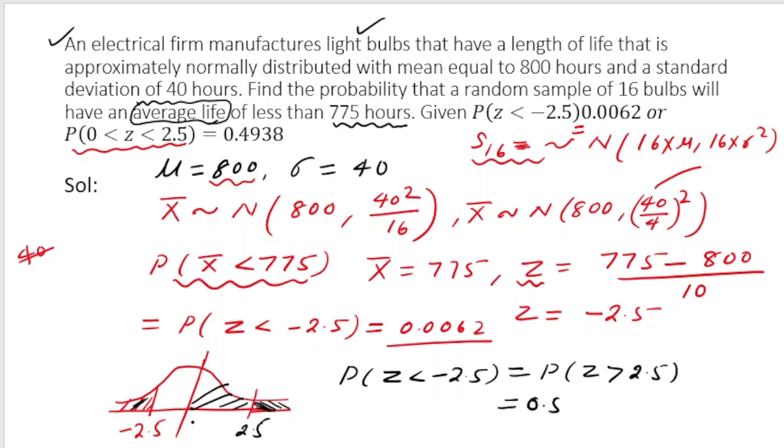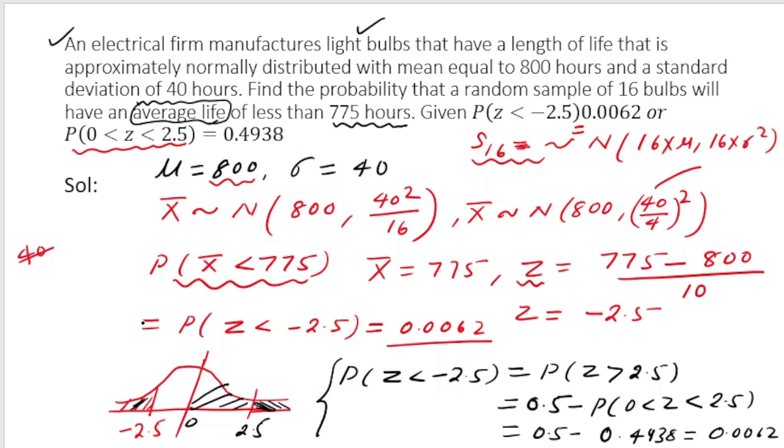0.5 means total, this is 0, so in the right of 0 the total area is 0.5 minus probability of 0 less than z less than 2.5. So here it will be like 0.5 minus 0.4938. So again you will get 0.0062. See, you don't have to do this and this again.